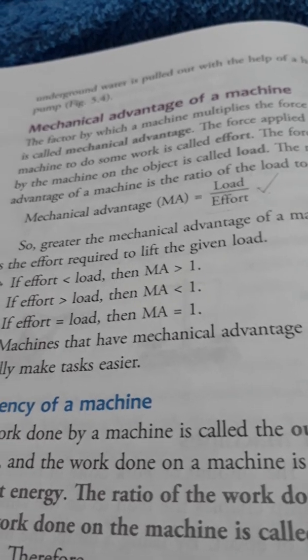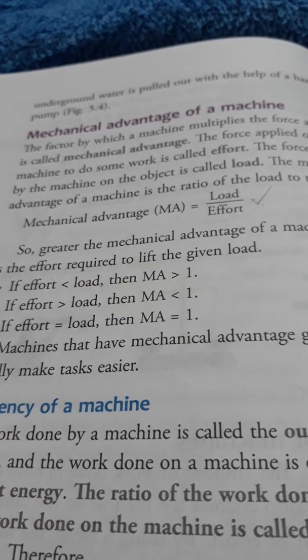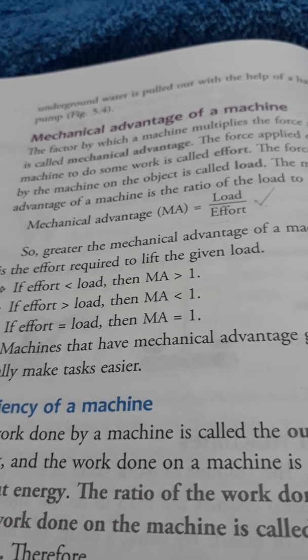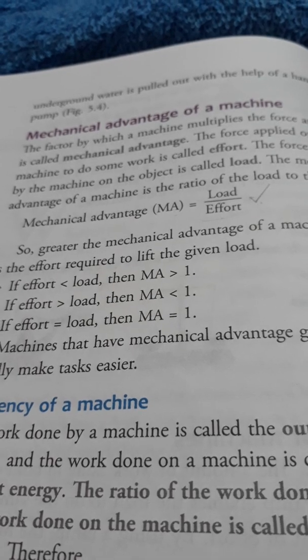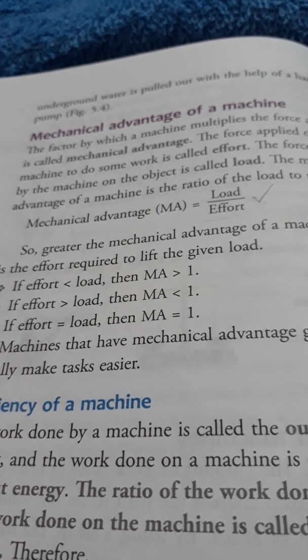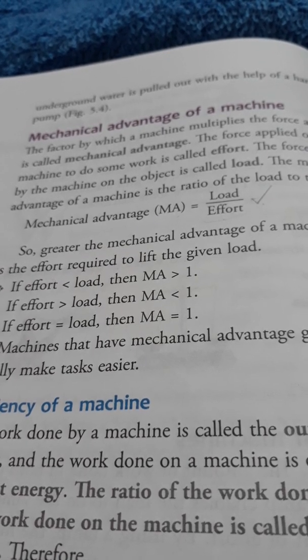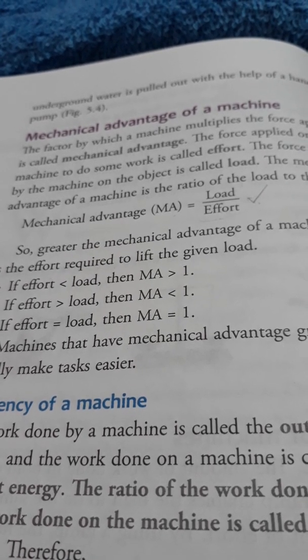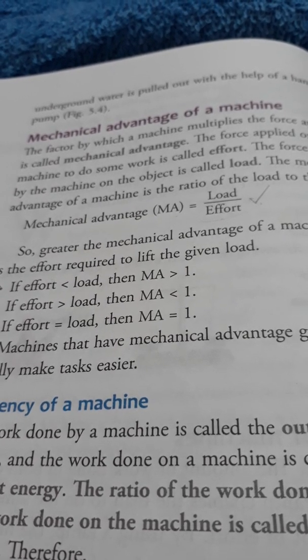So mechanical advantage is, in simple words, how easier or faster a machine makes our work, because we are using a machine to do our work easier. How easier or faster a machine makes our work is denoted by a term called mechanical advantage. The mechanical advantage of a machine is defined as the ratio of the load to the effort.